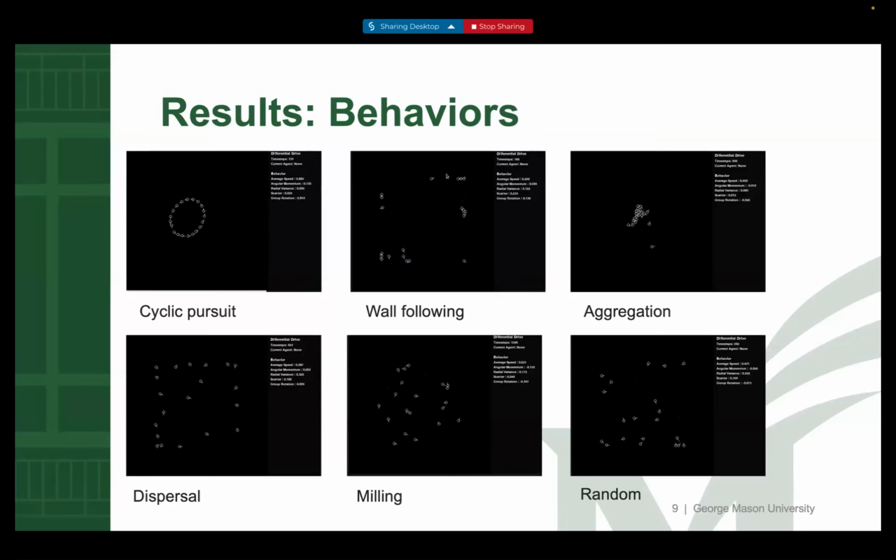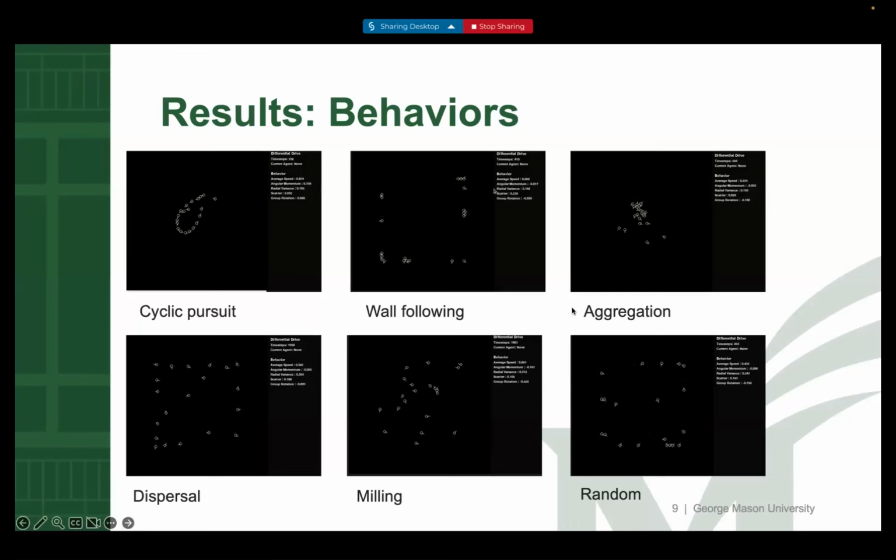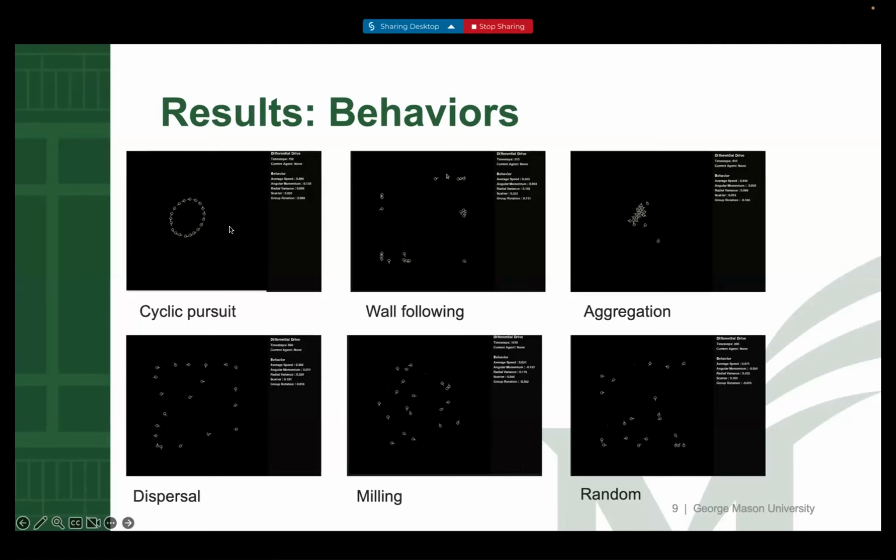It's also important to note that the AFRL novelty search experiment that they published doesn't actually produce all of these behaviors every time. Sometimes you might run it and just get several milling or a lot of variations of cyclic pursuit. Sometimes you won't see aggregation in that run. So all these behaviors aren't necessarily guaranteed for each run.